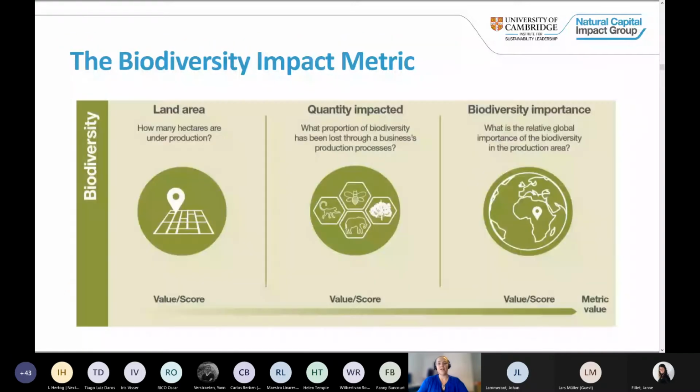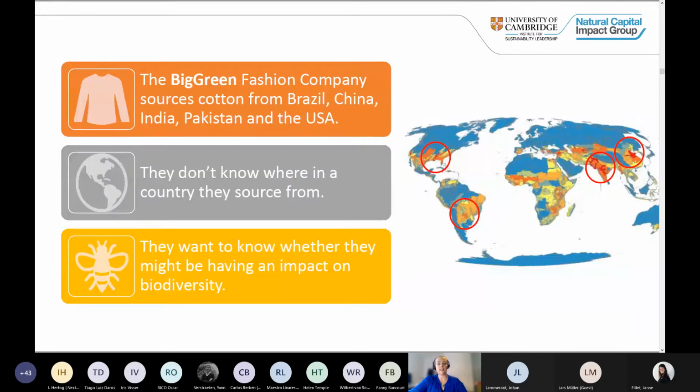So the Biodiversity Impact Metric has three components. The first is land area. What is the footprint of your production? How many hectares are required to produce the amount of raw material that you're purchasing? The second component is quantity impacted. How intense is that production, and how has this impacted the biodiversity that would have once occupied that area? And then finally, biodiversity importance. How important is this biodiversity on a global scale? Are you operating in an area with particularly rare or threatened species?